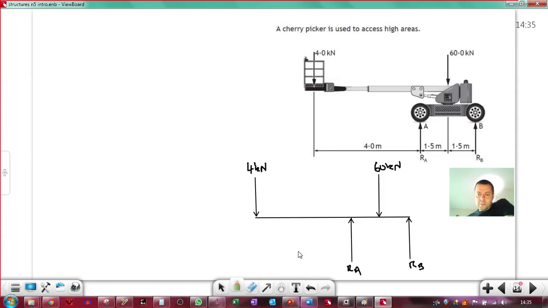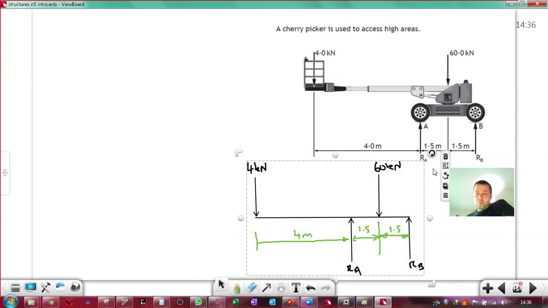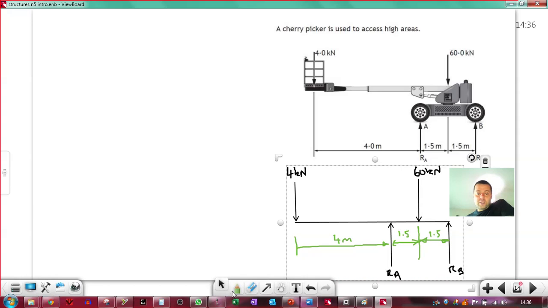The distances are 4 meters, 1.5 and 1.5. Yeah, so you need to be able to create that free body diagram, so you end up with something that you can work around. I'm just going to group that and move it over. And then we can do the maths of it, and the maths is just exactly the same as we did in the previous questions.